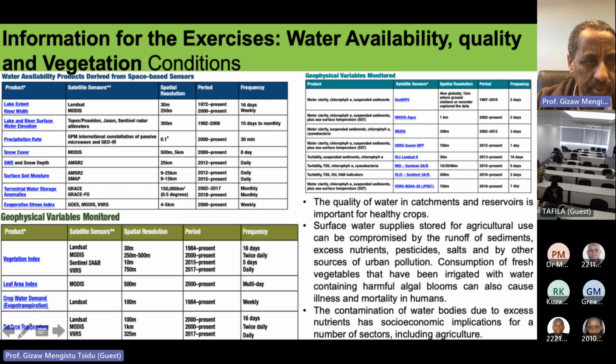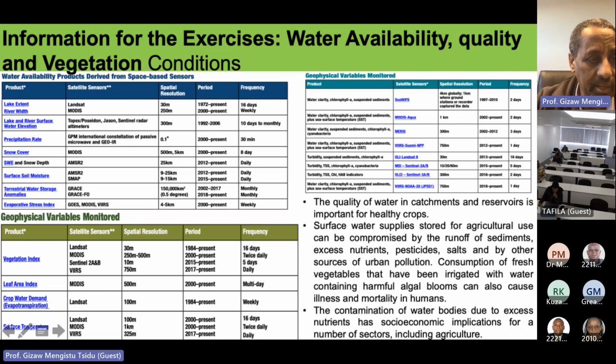Now, just to give you a snapshot of the satellites used, for instance, on this slide, water-related products from space, for instance, land extent and river widths, you can get from Landsat. You look at the table at the top left, from MODIS, with a resolution of 250 meters, Landsat up to 30 meters. And the time period, you can see, is very extensive. For instance, for Landsat, it starts from 1972 up to present. And the frequency of data delivery is 16 days.